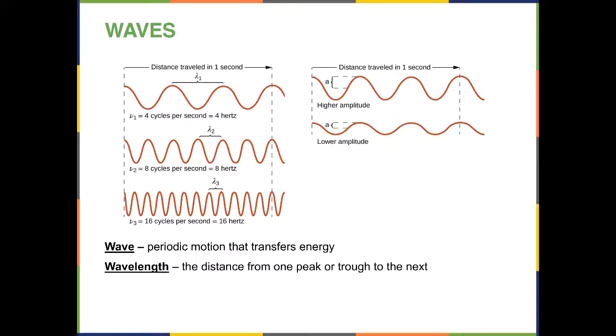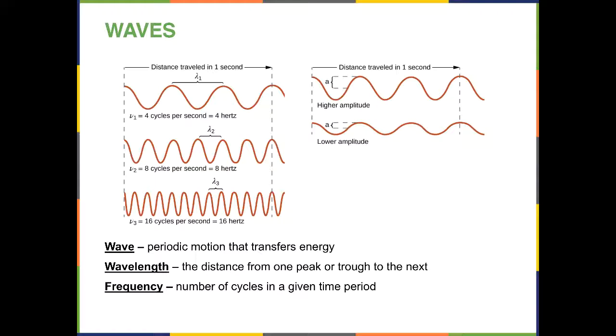The wavelength is the distance from one peak or one trough to the next peak or the next trough. And you can see, for example, on the left here, lambda 1 represents one wavelength, lambda 2 represents another wavelength, lambda 3 represents a third wavelength, each of these becoming more and more rapid or more oscillating.